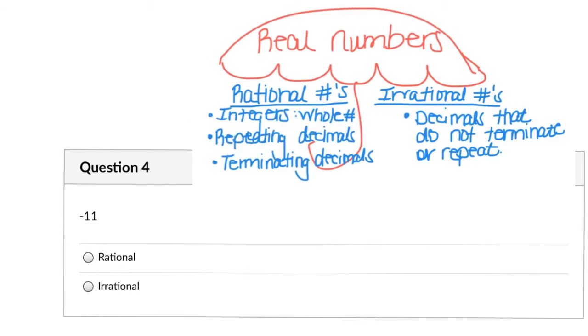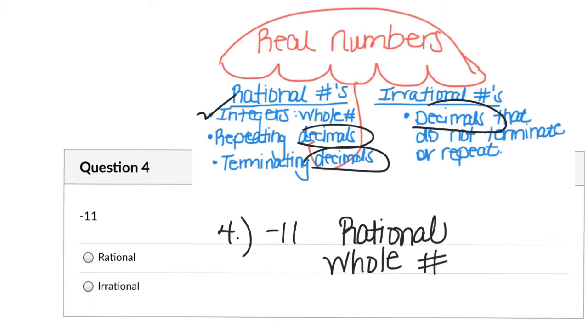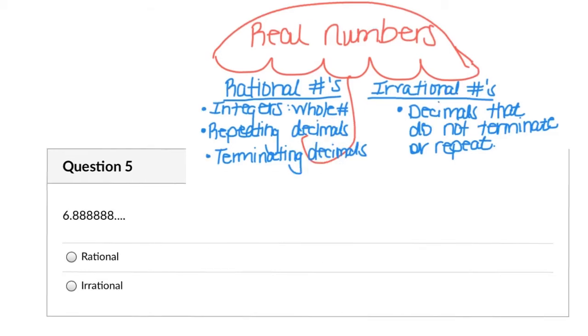Question 4. So I'm again going to write question 4. Negative 11. This is not a decimal. It is a whole number. So it has to be rational. And it is rational because it is a whole number. So please make sure you have the problem part that I have in black on your paper. Question 5. I'm going to number it number 5 on my paper.